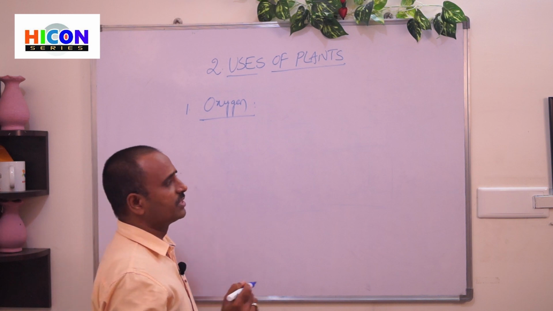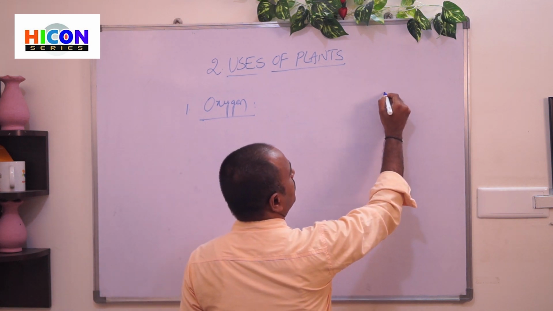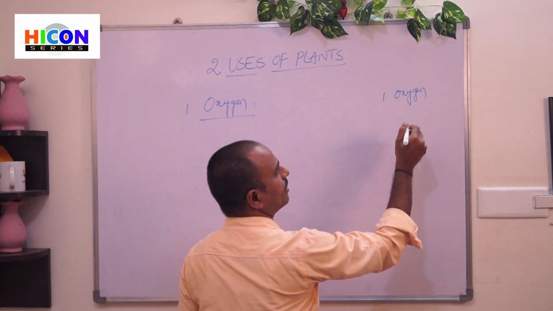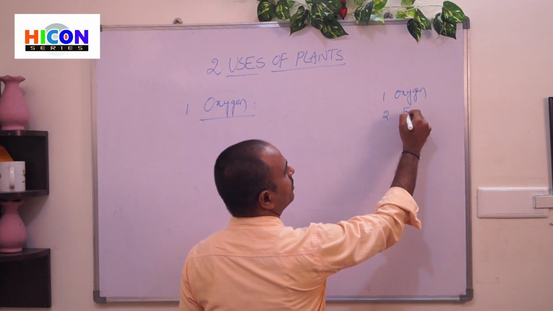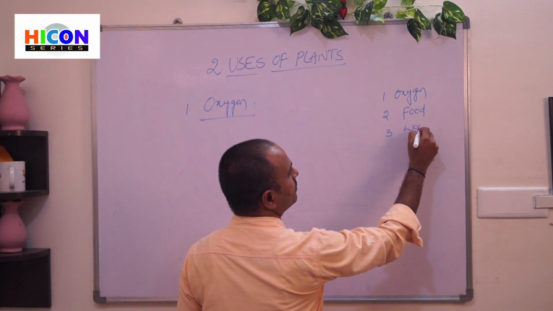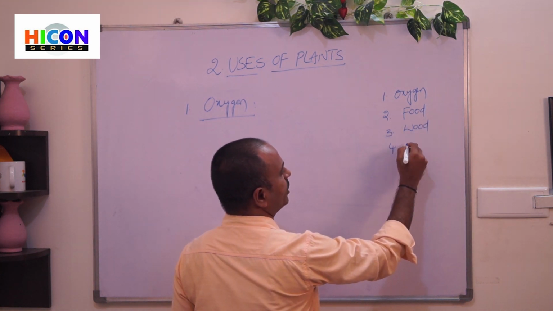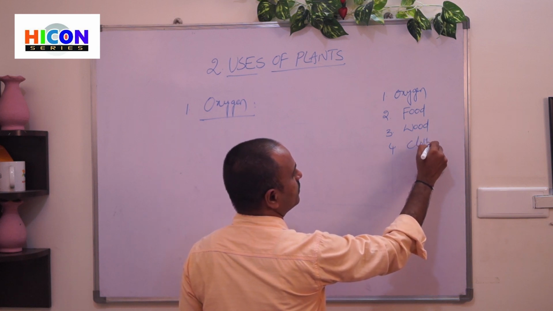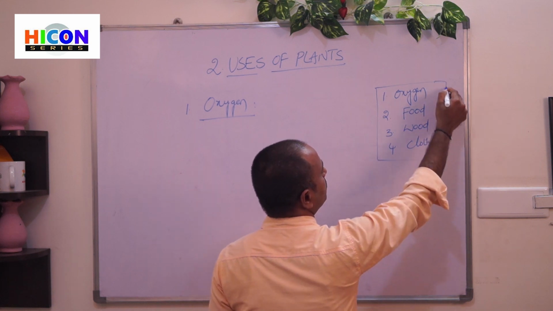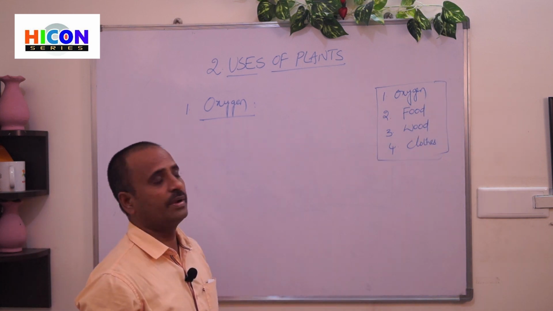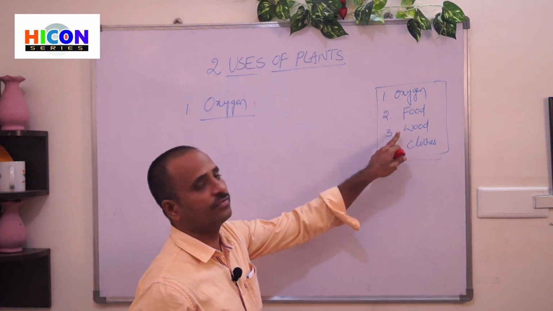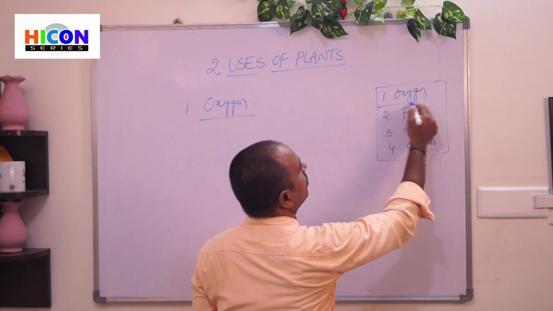If we take the uses of plants, the first one is that they give oxygen, and they give food, and they give wood, and the plants give clothes. So these are the main uses of the plants. The first one is oxygen. Let us discuss in detail about each use of the plant.